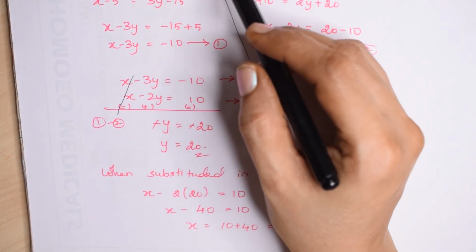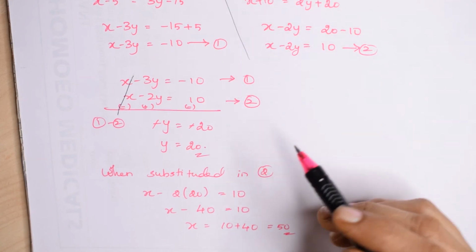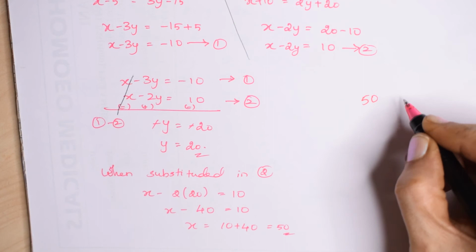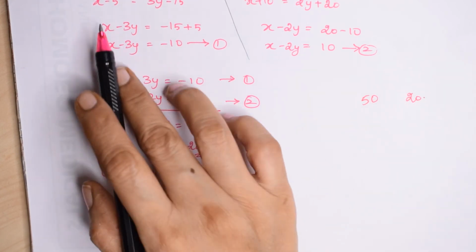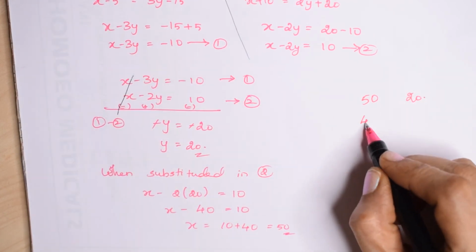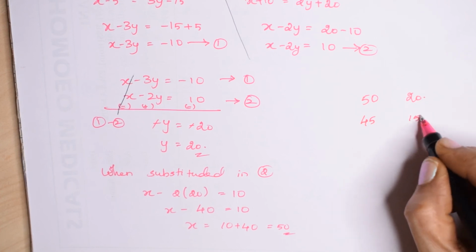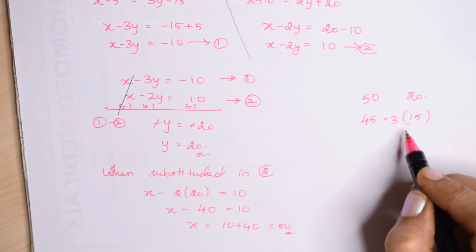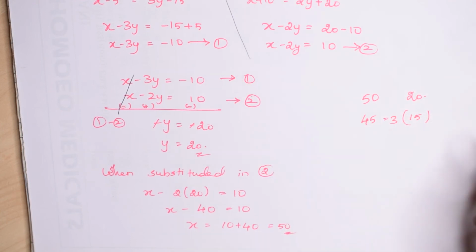Noori's age is 50, Sonu's age is 20, so 50 and 20. They said 5 years earlier, so 45, and this will be 15. If I multiply by 3, it becomes equal, right? 45 is equal to 3 into 15. Yes, so we are satisfying the first equation.